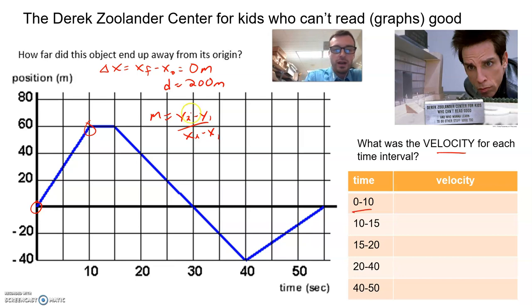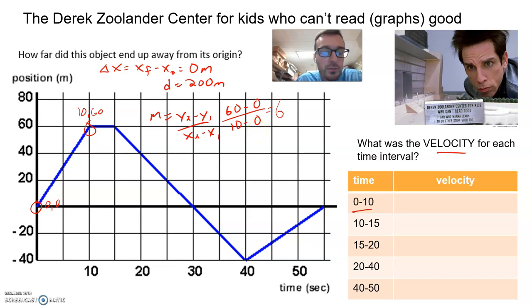Our final y here was 60. Our initial y was 0. And our final x coordinate was 10, and our initial was 0. So this would be (10, 60) right here, and this would be (0, 0). Those are the data points I just used for the slope formula. 60 over 10 gets us 6.